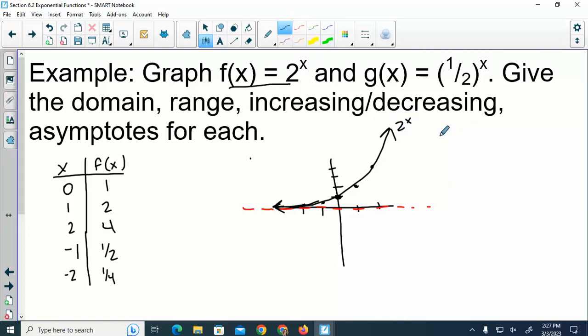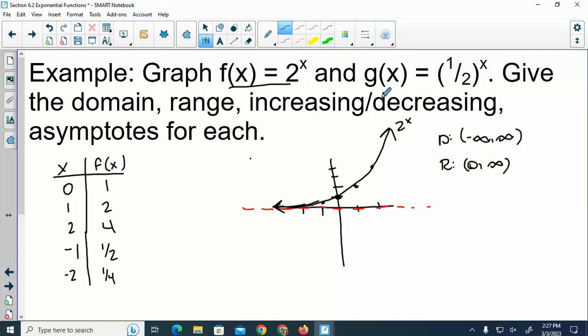What's the domain of this? It hits every x value, so negative infinity to positive infinity. The range, this one starts at 0 and goes up forever, so it's just 0 to infinity. Is this graph increasing or decreasing? Increasing, good.